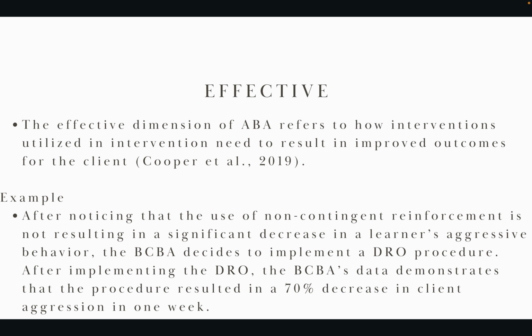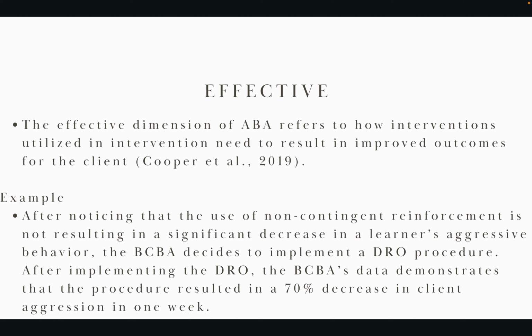The effective dimension of ABA refers to how interventions utilized in intervention need to result in improved outcomes for the client. An example can be after noticing that the use of non-contingent reinforcement is not resulting in a significant decrease in a learner's aggressive behavior, the BCBA decides to implement a DRO procedure. After implementing the DRO procedure, the BCBA's data demonstrates that the procedure resulted in a 70% decrease in client aggression in 1 week.